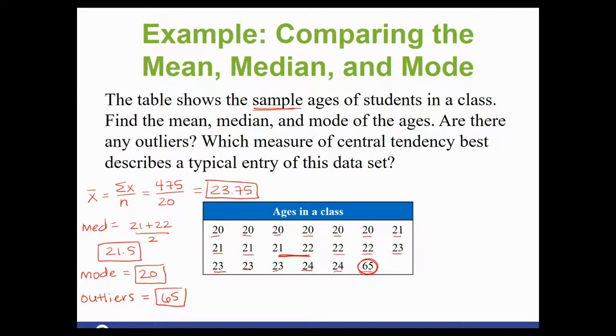Sometimes outliers are very obvious, and sometimes they're a little bit more subtle. We'll talk about later how we determine that line of what's normal and what's an outlier. But for now, it's obvious. It's 65. So the last question, which measure of central tendency best describes the typical entry?